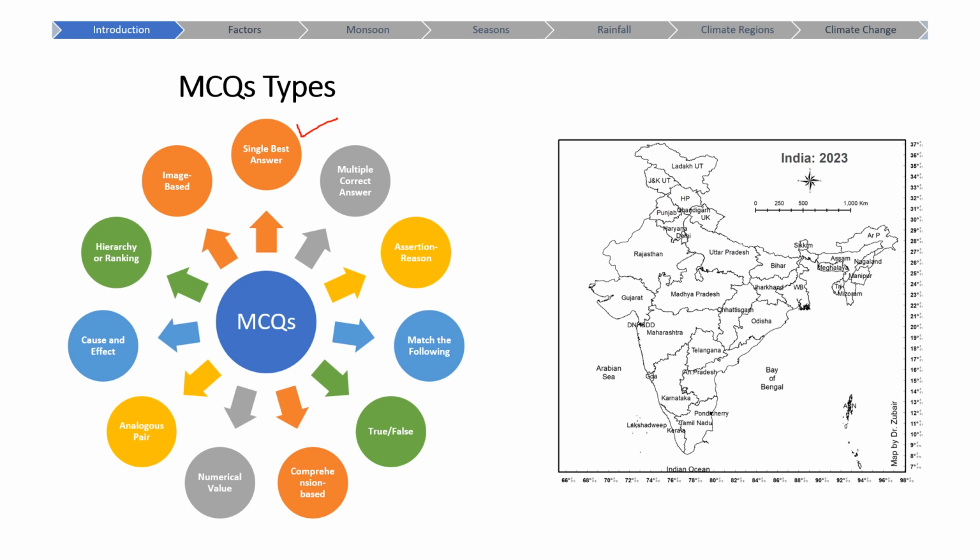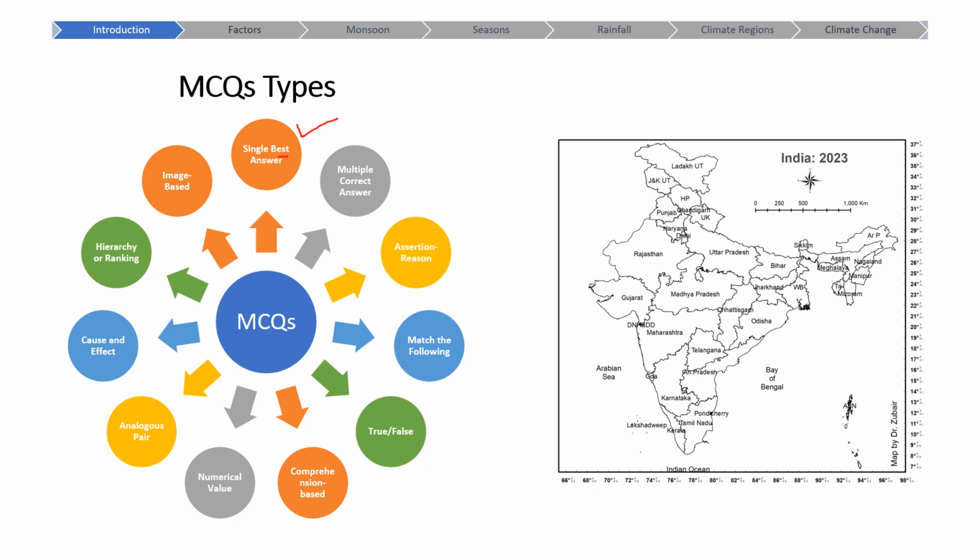Single best answer means what? If the question is, which of the following factors primarily influences the climate of India, and the options are latitude, altitude, distance from the equator, and ocean currents, you will be thinking that all the options look the same. So here you have to think very carefully and choose the best answer.